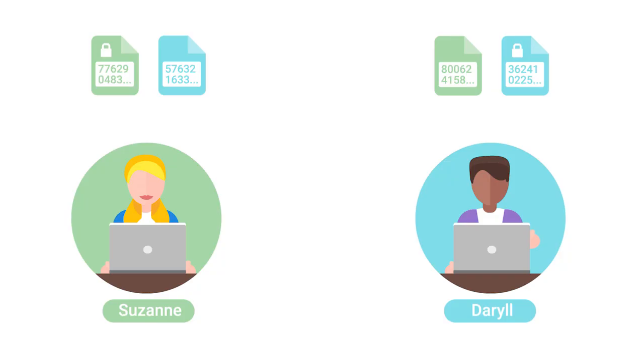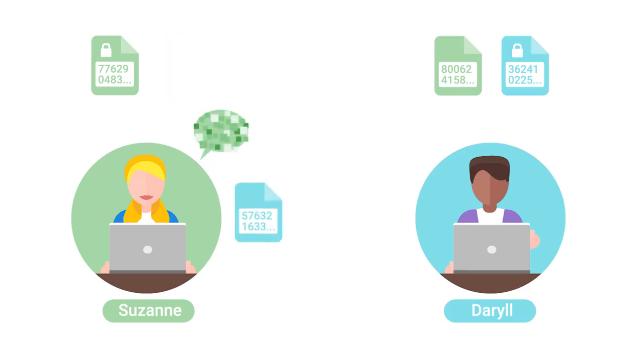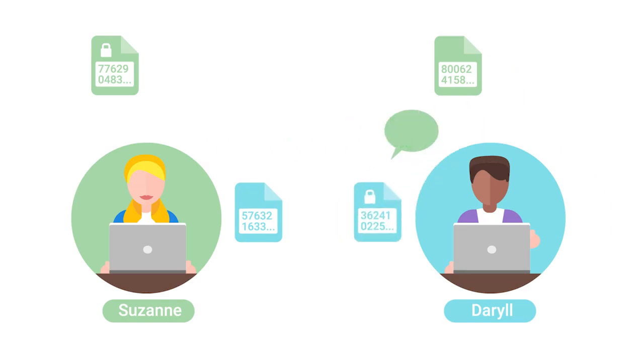You might have guessed from the names that the public key is public and can be shared with anyone, while the private key must be kept secret. Once Suzanne and Daryl have exchanged public keys, they're ready to begin exchanging secure messages. When Suzanne wants to send Daryl an encrypted message, she uses Daryl's public key to encrypt the message and then send the ciphertext. Daryl can then use his private key to decrypt the message and read it.